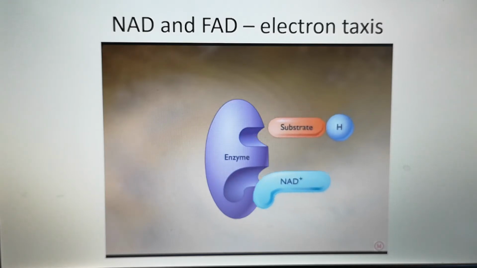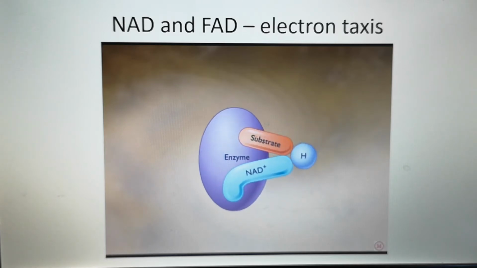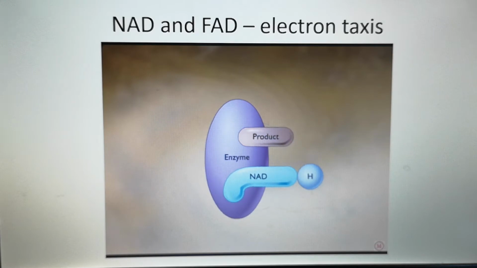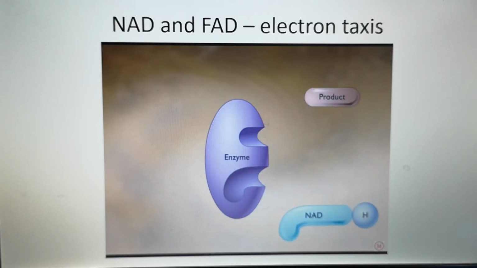Once the substrate and NAD+ are bound with the enzyme, the hydrogen is transferred from the substrate to the NAD+. In other words, the substrate is oxidized, loses the hydrogen, and the NAD+ is reduced to NADH. As with all enzyme-mediated reactions, once the reaction is complete, the products separate from the enzyme, and the enzyme can be used again. NADH, a high-energy electron carrier, diffuses away and is available to donate the hydrogen to other molecules.